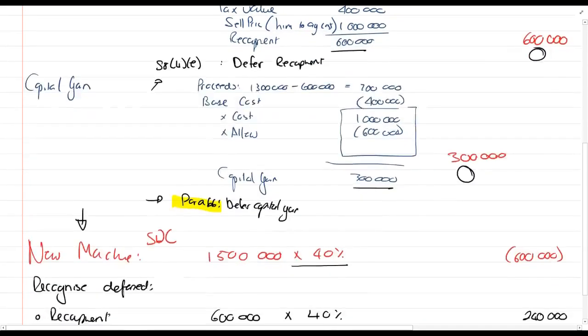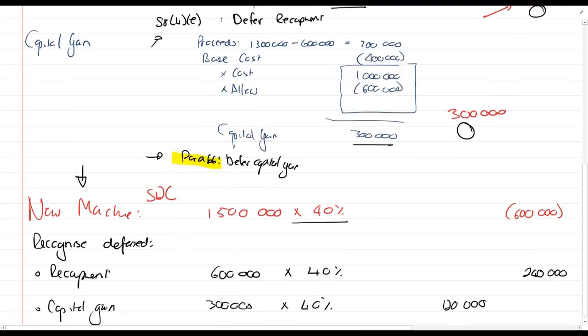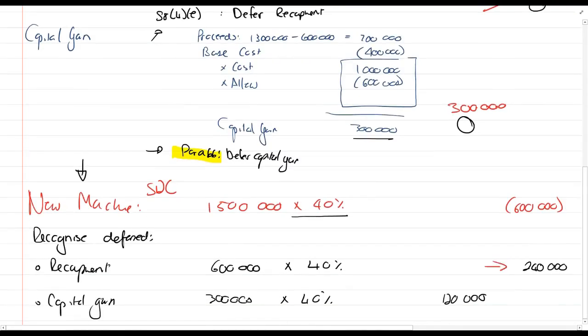How much are we getting taxed on now in this year? Instead of 600,000, we get taxed on 240,000. Instead of 300,000 capital gain, 120,000 capital gain. So can you see? We are deferring it. So in the next year, what's going to happen? In the next year, this new machine, we'll say times 20% because now it's the second year. And then you will do these two also, times 20%, until this new machine is written off. Right, that is if it's a machine.